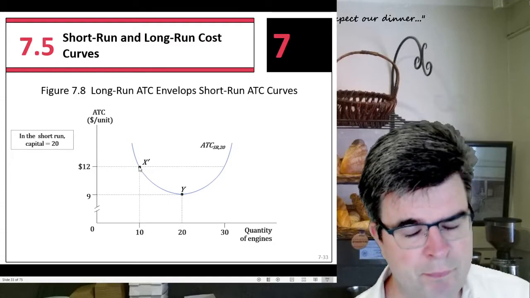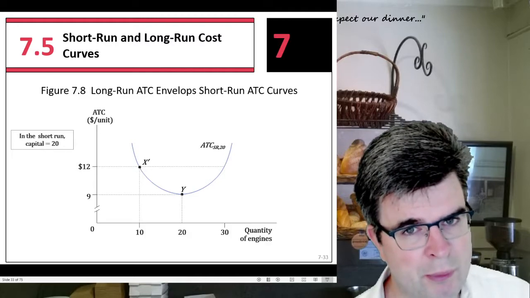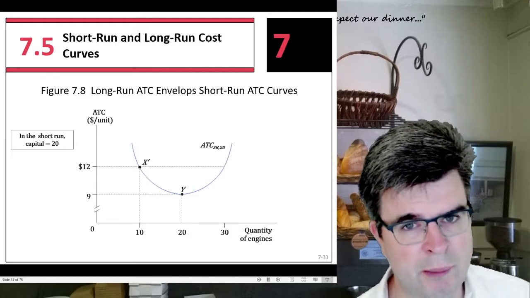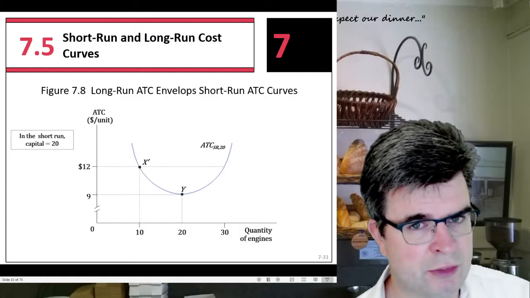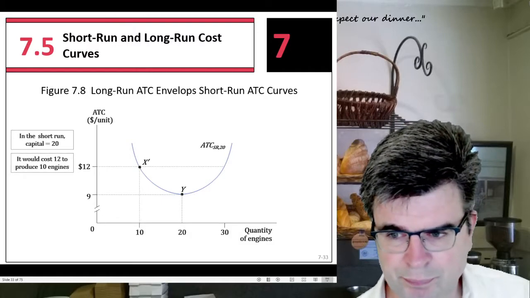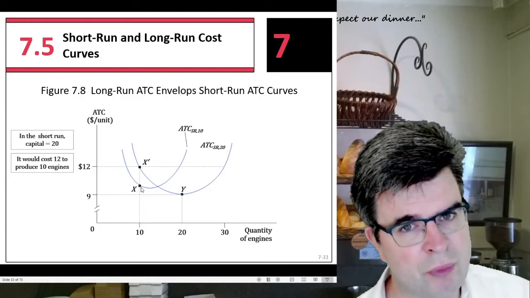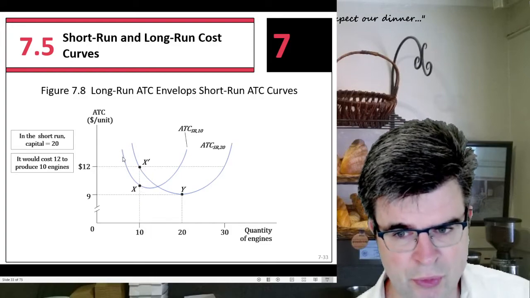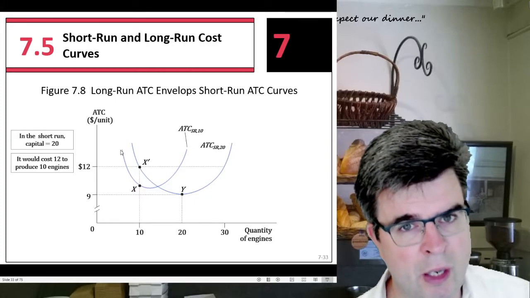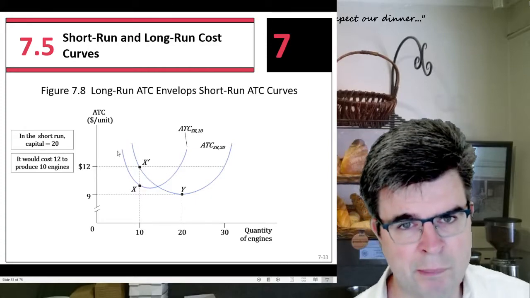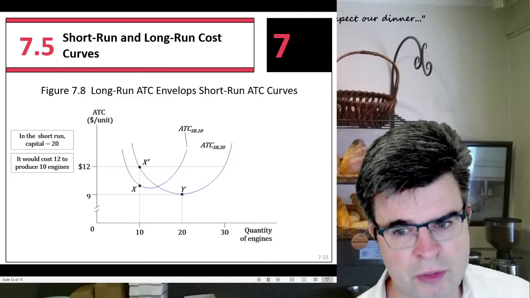And of course, that total cost is higher than what we would be able to obtain in the long run, where we can adjust the amount of capital to the lower number of engines, for example, by selling some machines. So in the long run, we might be able to adjust our capital such that we could produce at the level X. So this curve gives you the average total cost curve associated with the amount of capital, the amount of machines in the plant that is optimal, so cost minimizing, to produce 10 units of output.